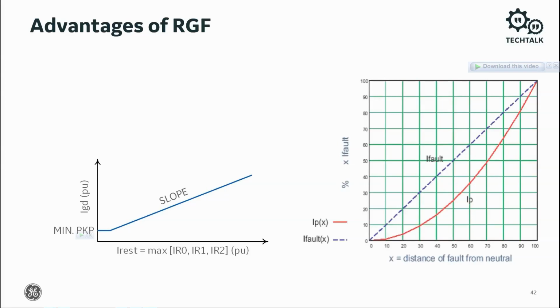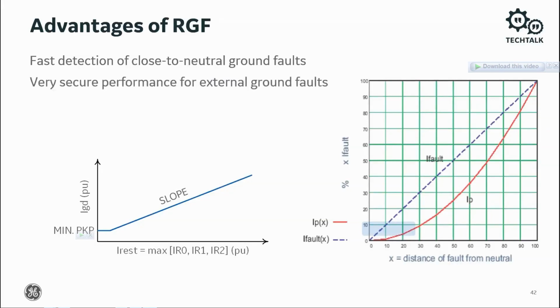The graph shows that the phase CTs provide very little output in the winding area close to the neutral point. Fast detection of close to neutral ground faults is an advantage of RGF. It is very secure and has good performance for external ground faults. And it has a configurable pickup, slope, and delay.